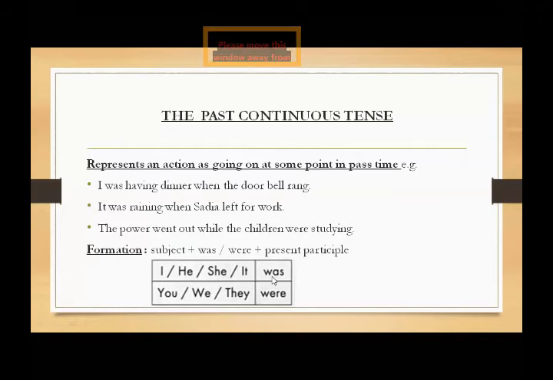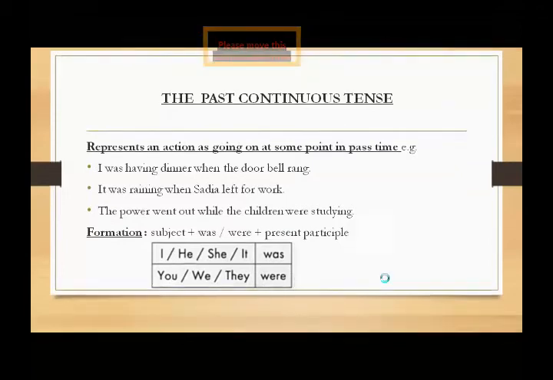The auxiliary or helping verbs are, with I, he, she, it we use was. And with you, we and they we use were. And if it is a singular name, we use was, and if they are plural names, we use were.